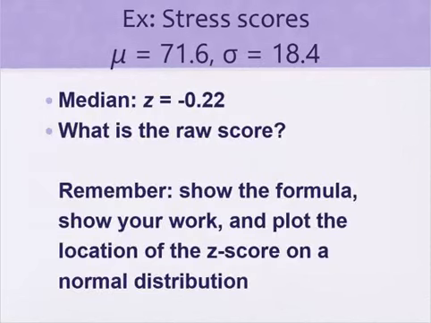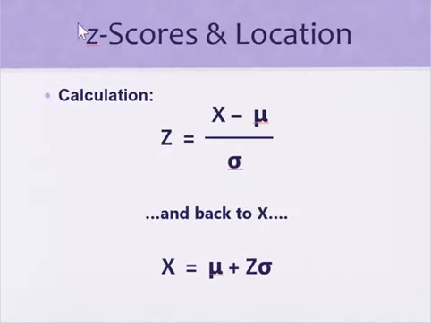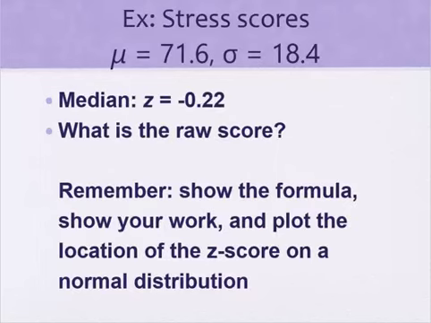So remember I told you that you can use this formula to find the z-score, right? But I also told you if you know the mean, z-score, and standard deviation, you can find the original raw score. So I went ahead and took the liberty of computing the z-score for the median value in our stress level data. And it turned out that z-score was negative 0.22, right? So the median for this data set for stress scores had a z-score of negative 0.22.